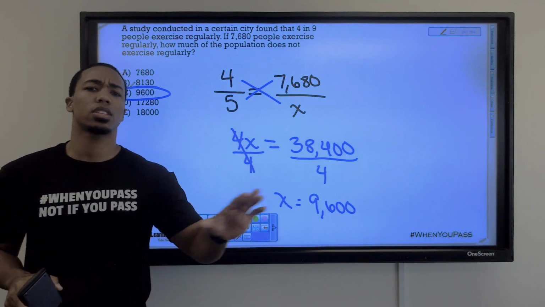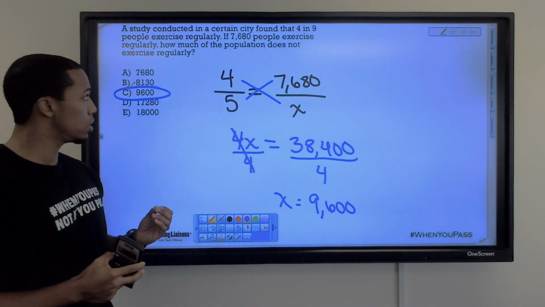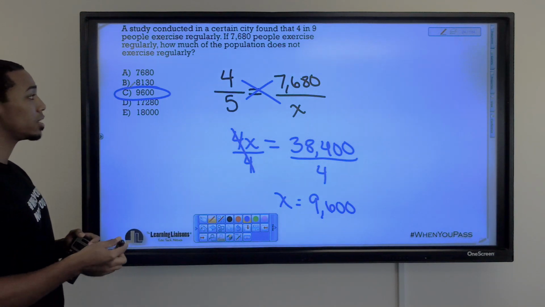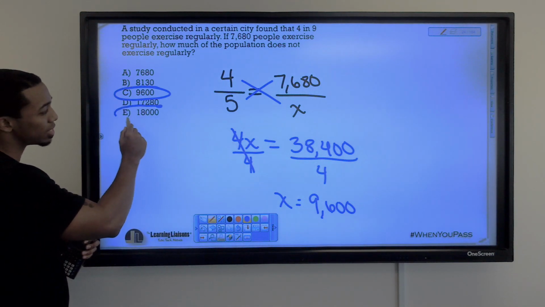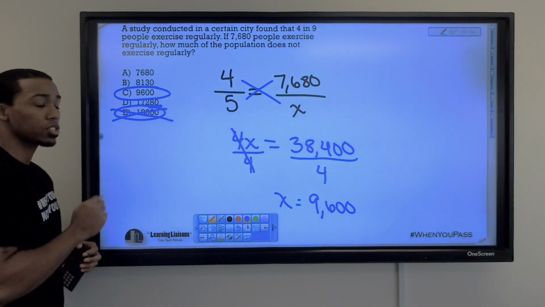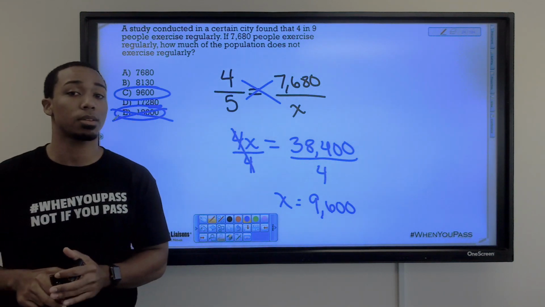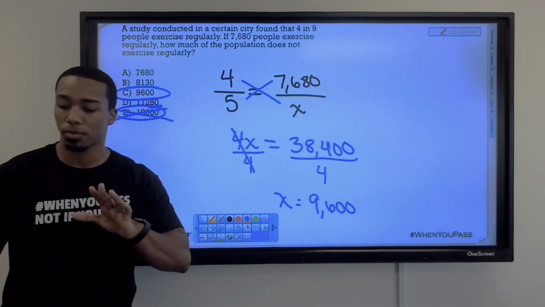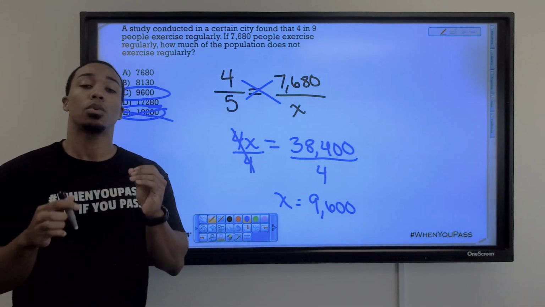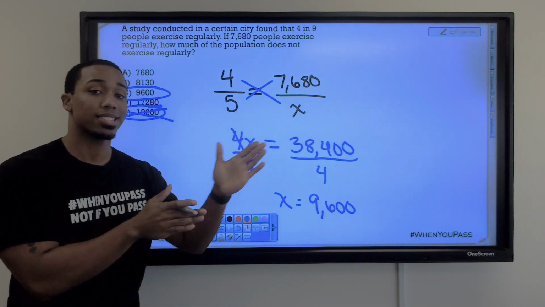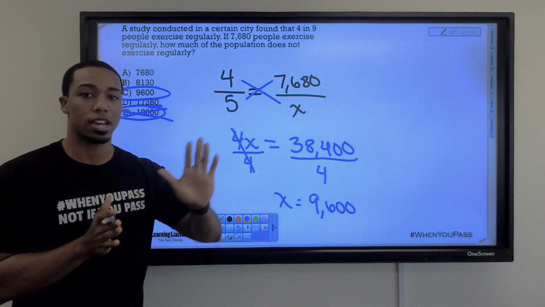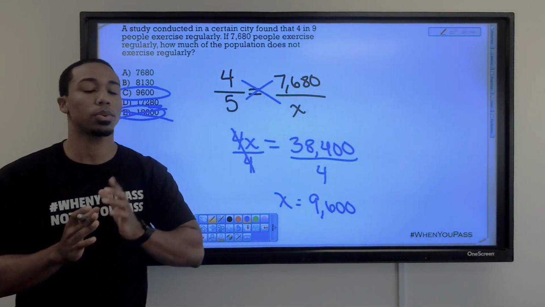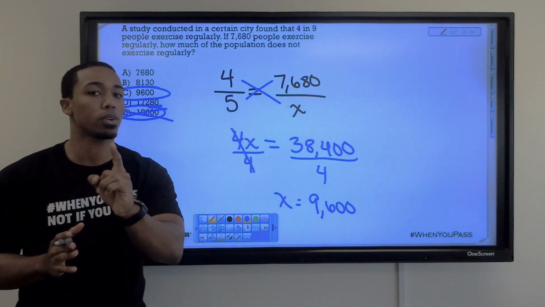Awesome. Before we go on to the next question, I think it's important to know that we may have gotten 18,000, which is the incorrect answer. We may have gotten 18,000 if we had set up the ratio 4 to 9. But again, let me reiterate: we were comparing exercise to not exercise, not to the total population. That's why we use 4 to 5 and not 4 to 9.